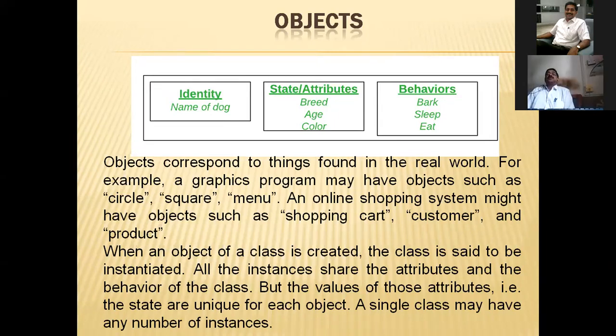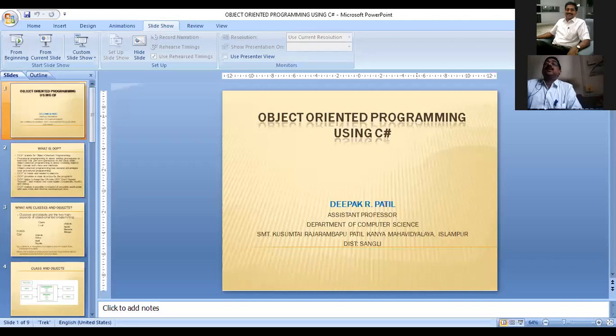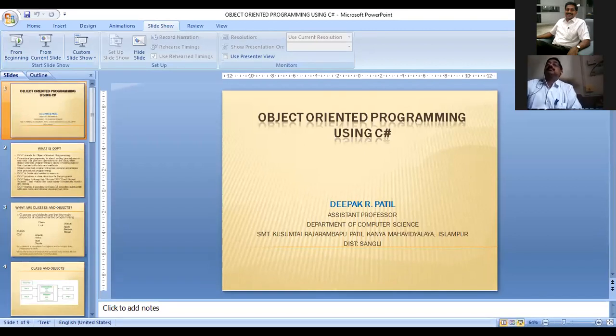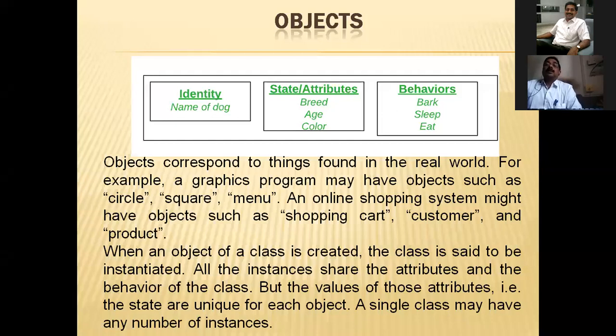Some flowers are small, some flowers are large. Leaves are also different; every leaf is different from the other. So this is the state, that is attributes or characteristics, which are unique for each object. A single class may have any number of instances. So any single class has many instances, that is, many objects.